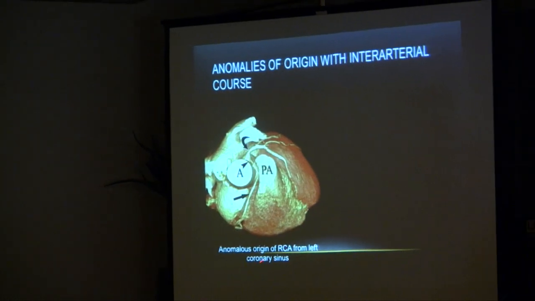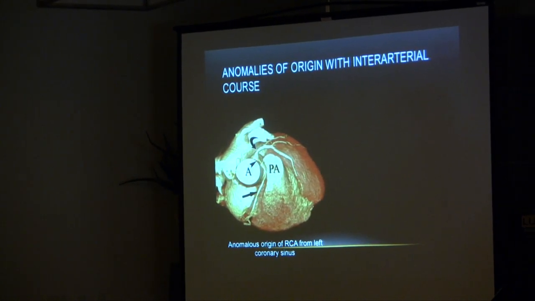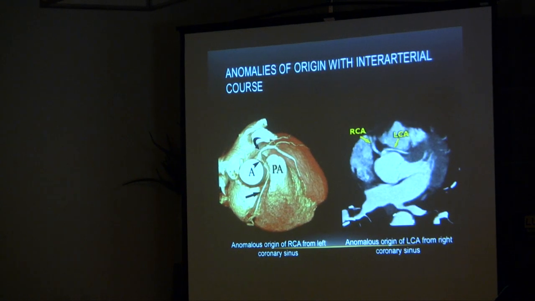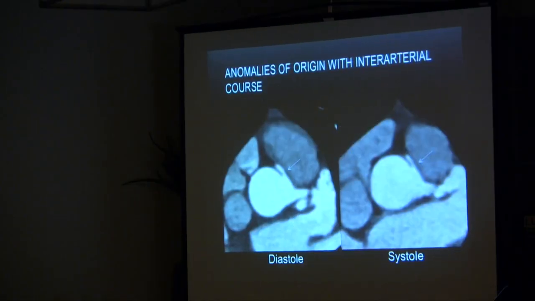In this case here, we've got anomalous origin of the right coronary with an intra-arterial course between the aorta and the PA from the left coronary sinus, and then its contralateral equivalent where you see the left coronary coming off the right coronary cusp. Again, very reliable, very safe, very quick information that can be gotten from a CT.